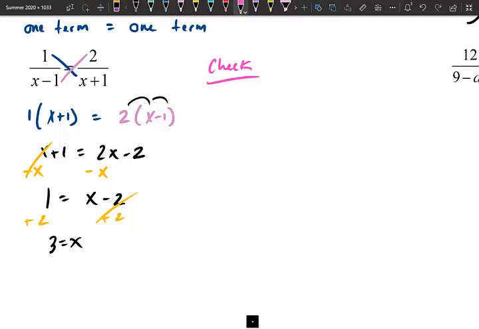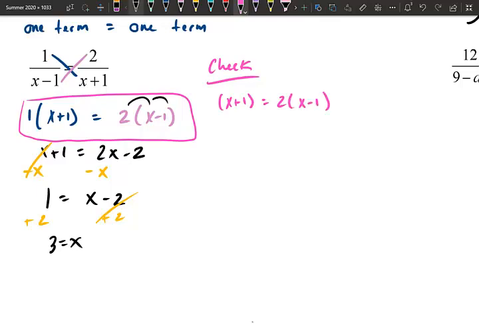Do we have to plug it into the fraction? No, we don't. We can plug it into here. Although plugging it into this fraction is not too hard, right? So let's plug it in. We have x plus 1 equals 2 times x minus 1. And our possible solution is 3, so let's plug it in. All right, we have x plus 1, so 3 plus 1 equals 2 times x minus 1, so 3 minus 1.